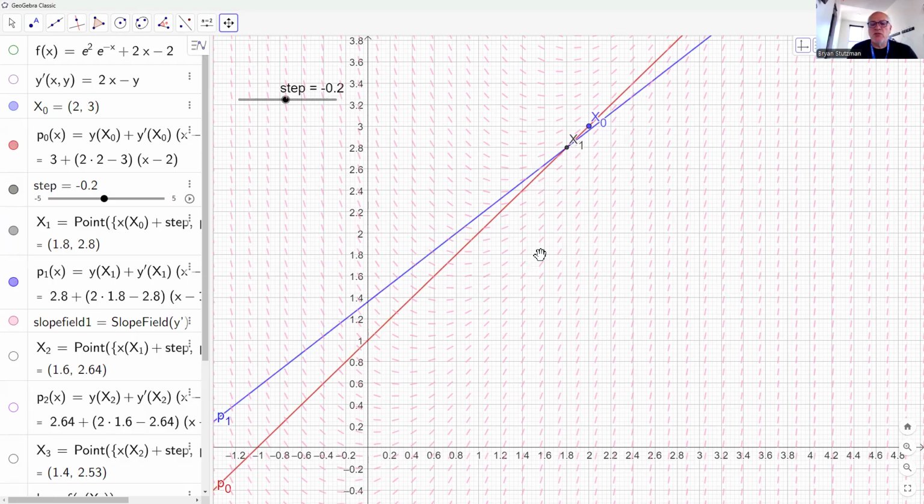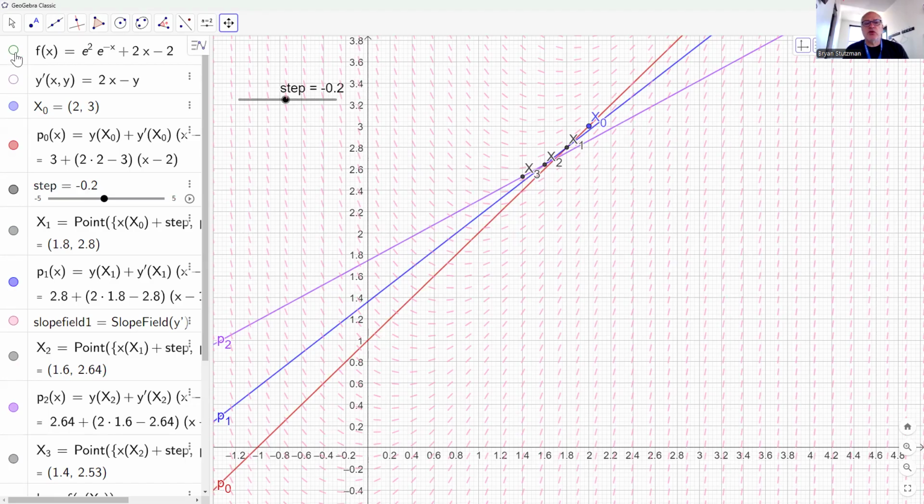My next step is going to be to x equals 0.6, 1.6, which can be the next x value. I get a new tangent line at that point. And there is my final point at x equals 1.4 and y equals 2.53.